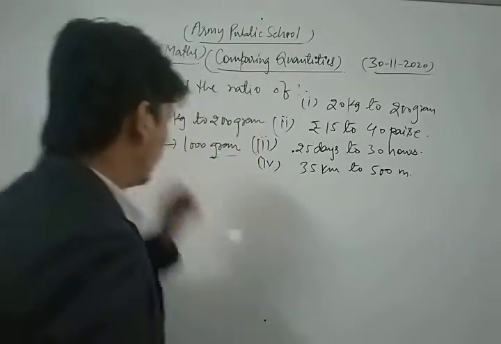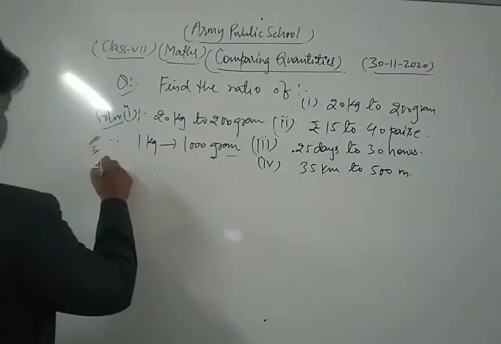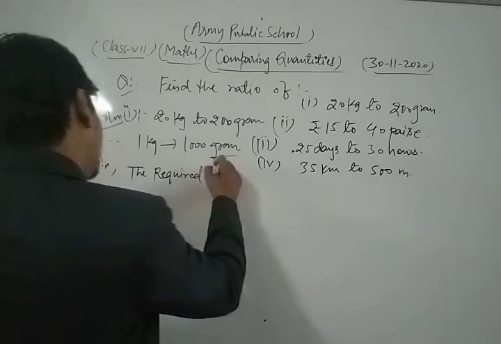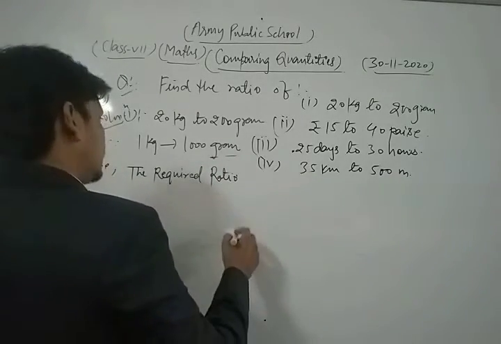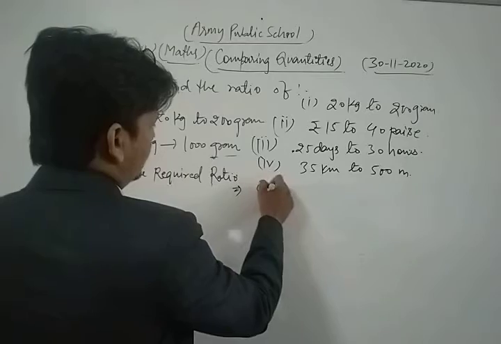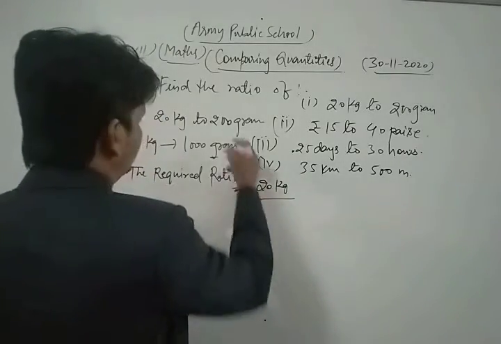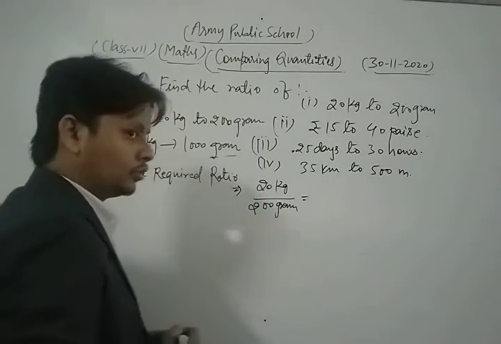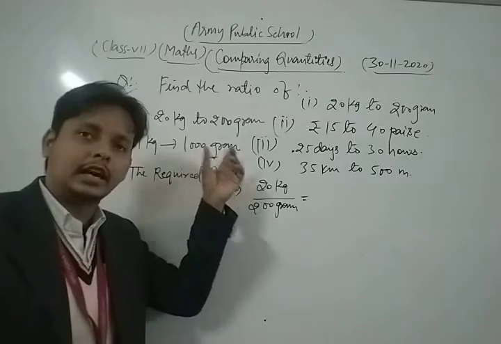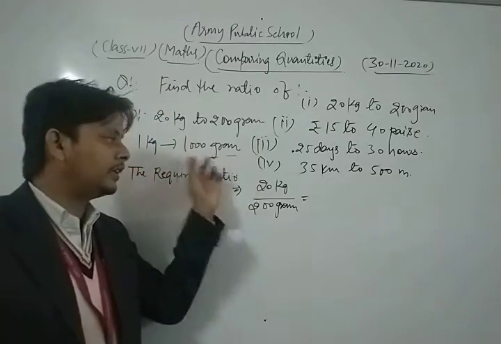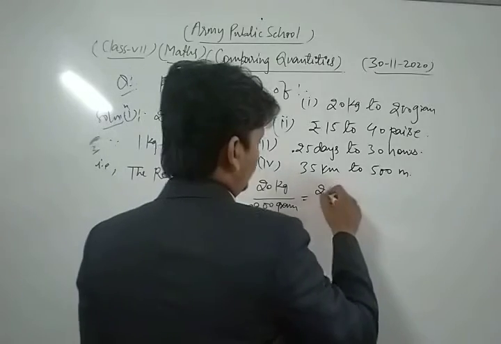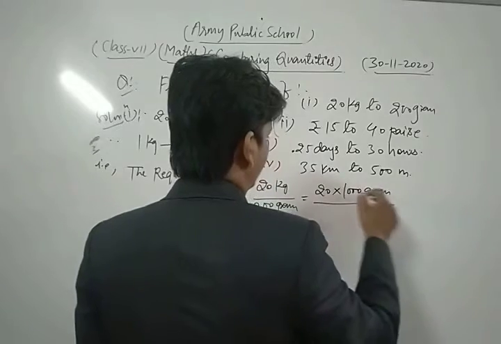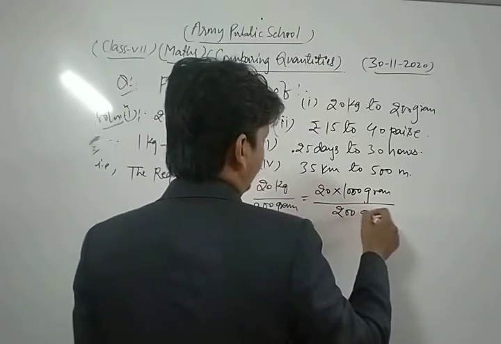in 1 kilogram there are 1000 gram. Okay, so the required ratio will be 20 kilogram upon 200 gram. And you know, dear friends, I just discussed that there are 1000 gram in 1 kilogram. So 20 into 1000 gram upon, in the denominator, 200 gram.